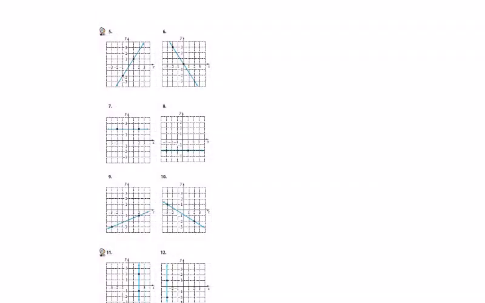All right, let's look at a few more from the book. So here we're given some graphs. We'll look at the odds, so that way you can do the evens. So number 5, for example, rise over run.